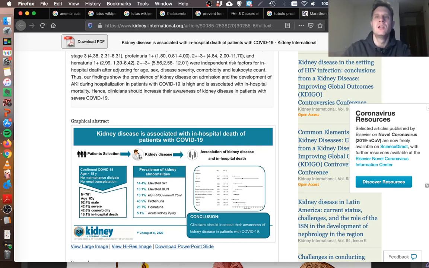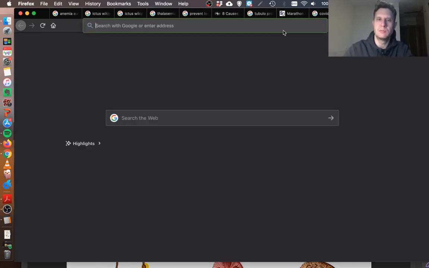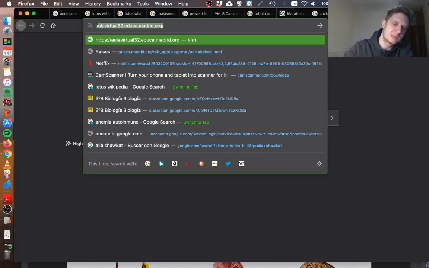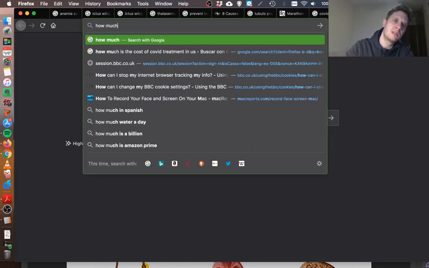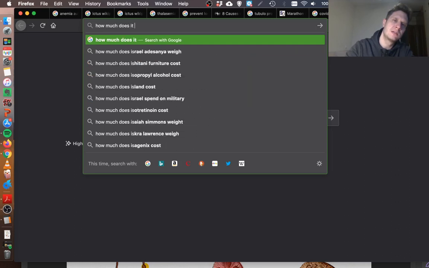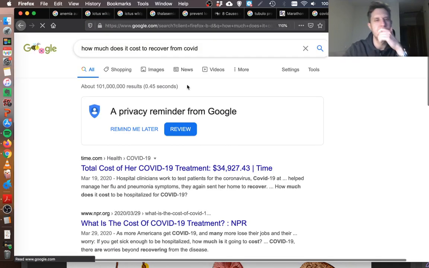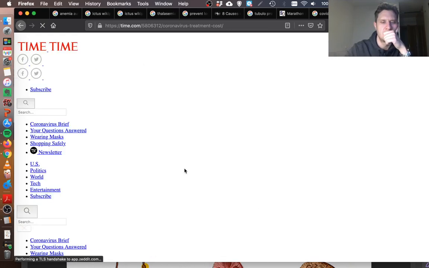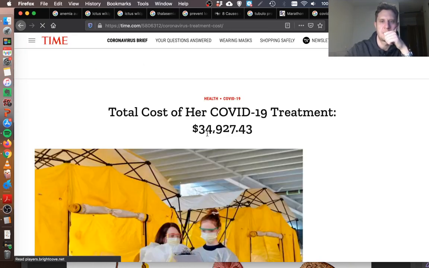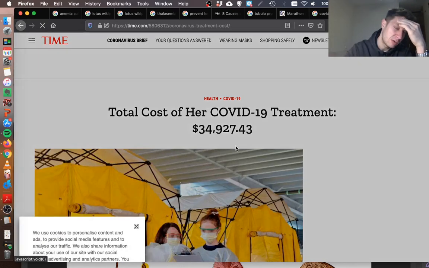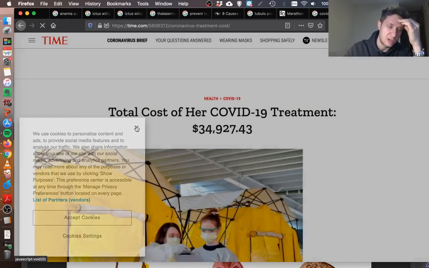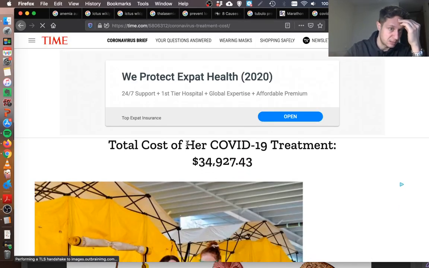And that is a problem, but check this out: how much does it cost to recover from COVID? 35,000 US dollars. 35,000 euros for just one treatment against COVID. This is in the United States.